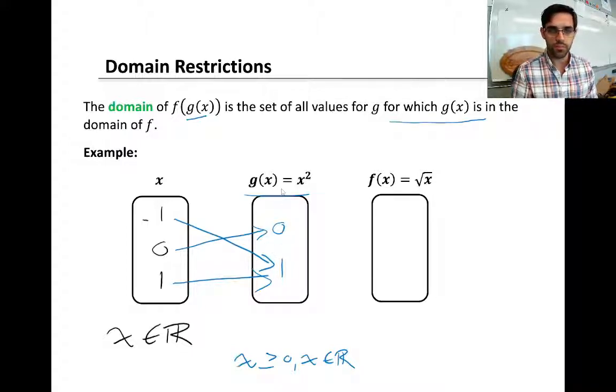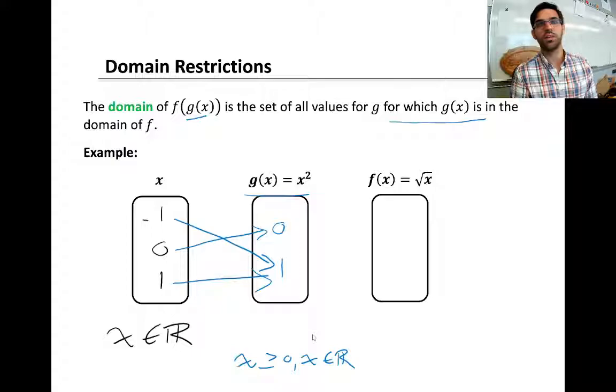However, g is defined as being the input squared, or x squared. So if I take any of these numbers and I square them, I'm only going to get the non-negative numbers. Any negative number squared is positive, 0 squared is 0, and any positive number, when it's squared, is also going to be positive. So the range of g is any number greater than or equal to 0, where x is an element of all real numbers, or x is any real number.